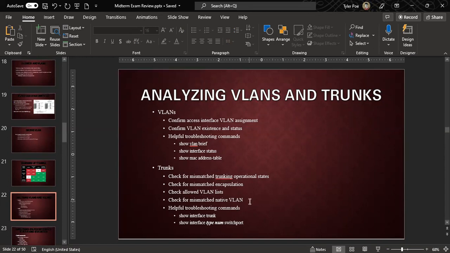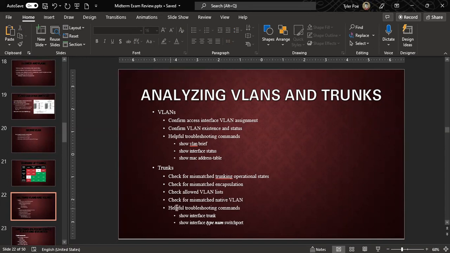You also want to check for mismatched native VLANs. These can cause problems, by the way. You always want to make sure they're the same on both ends. In this class, it's almost always going to be VLAN 1 as the native VLAN.